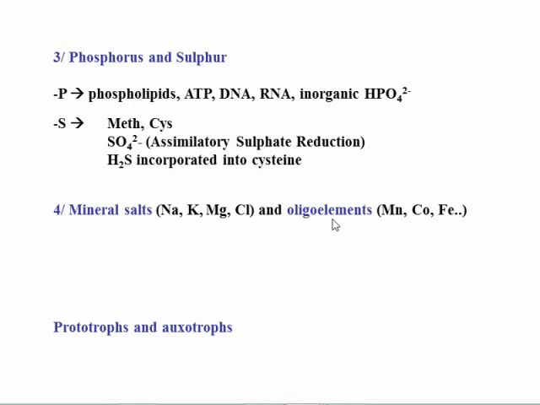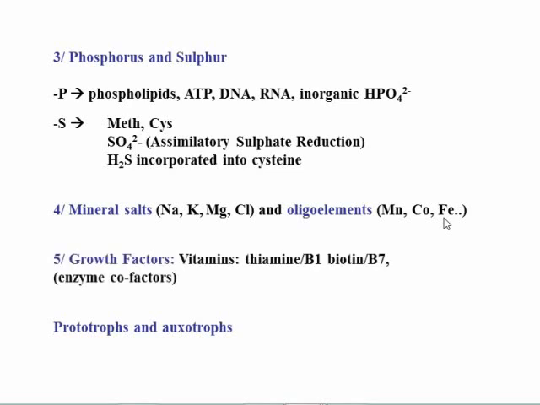And these oligoelements are essential cofactors for a lot of enzyme systems. Manganese, cobalt, iron, very important. A lot of redox reactions are catalyzed by enzymes that have got an iron-sulfur cluster in them. So iron is an essential growth factor for many bacteria.